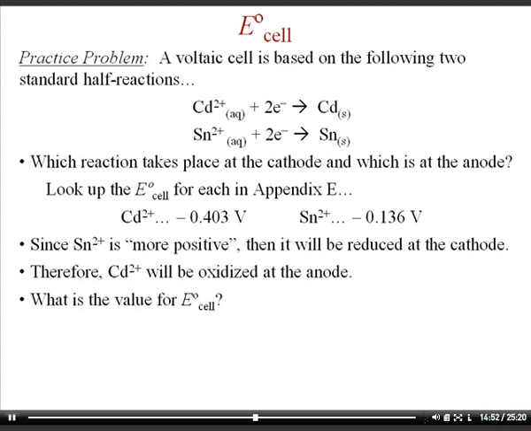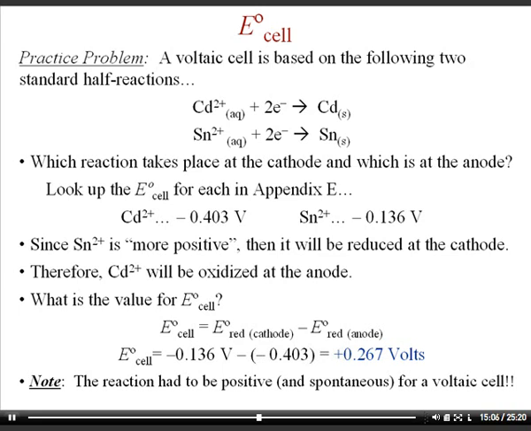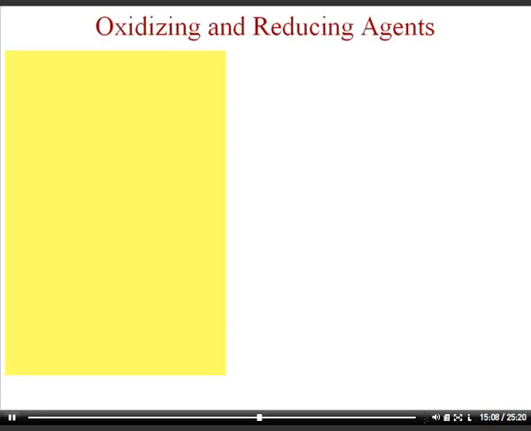So what is the value for the E naught of the cell? You do the GER reaction minus the LEO, otherwise known as the cathode minus the anode. So this will end up being a positive number, as we would expect, because it was spontaneous for a voltaic cell.